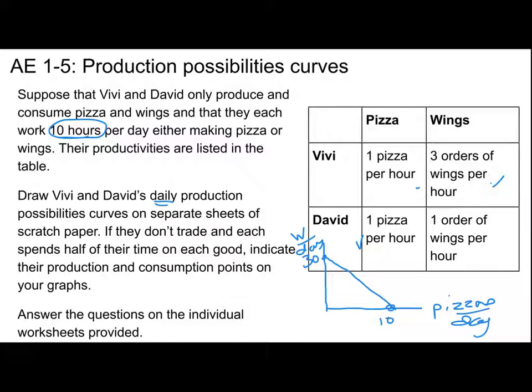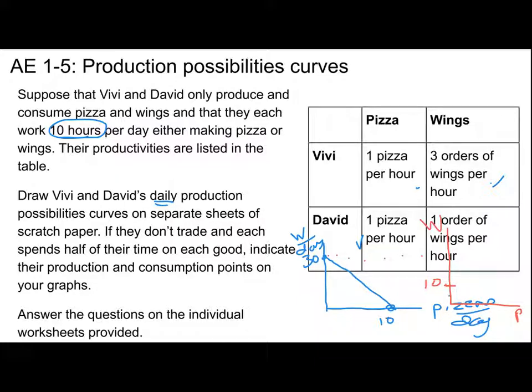I think that's it. The other thing I mentioned to a lot of groups is draw to scale. So this is VV's. If you're drawing David's, pardon the clutter here, once you make your choice about axes, keep it consistent. VV can make 30 an hour, and we've shown it that way, and David can only make 10 orders per day.